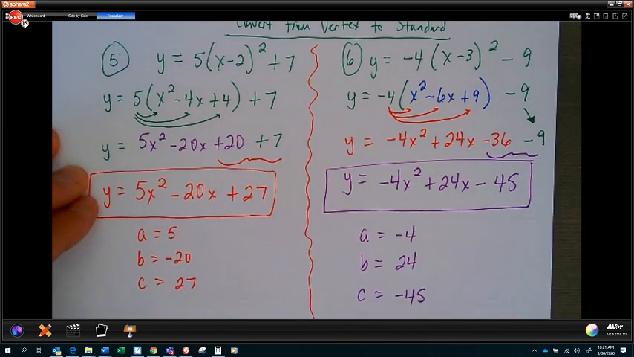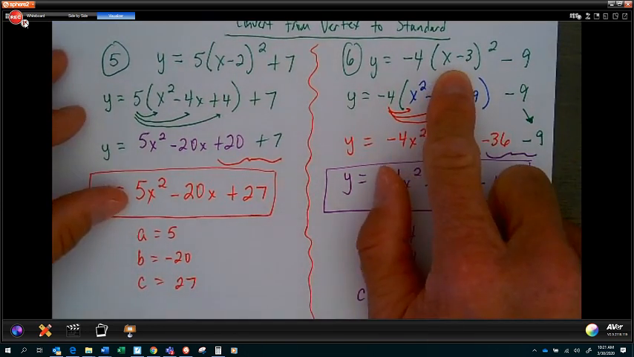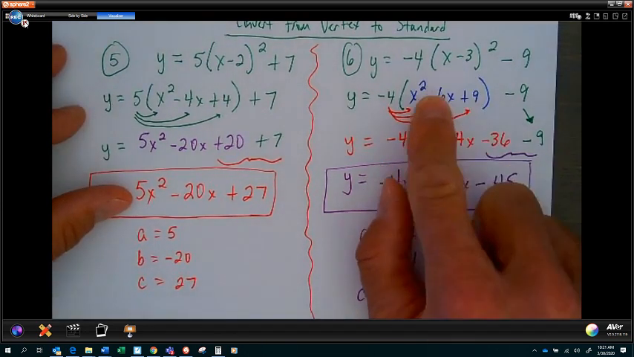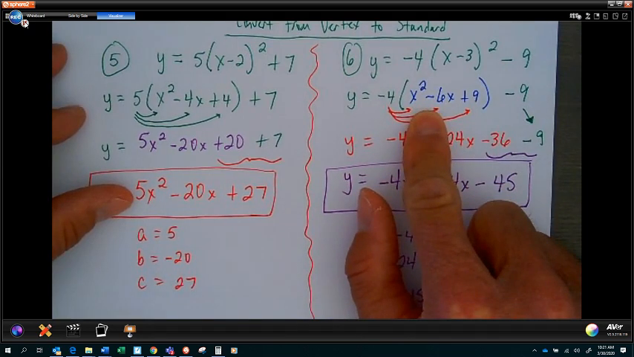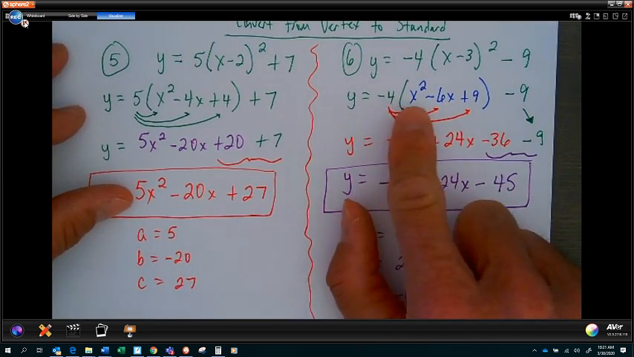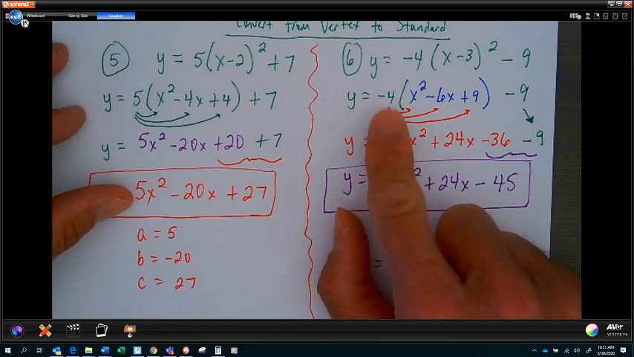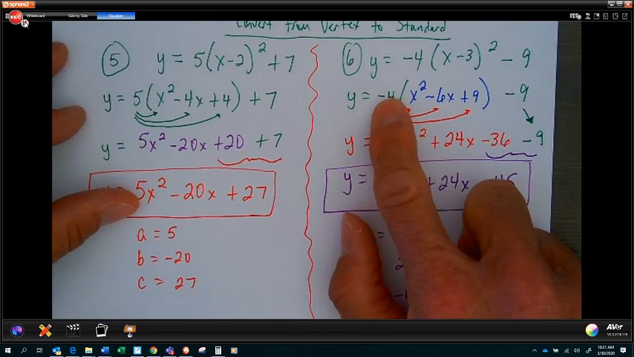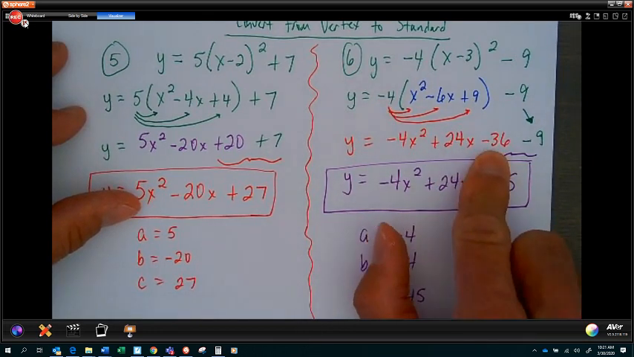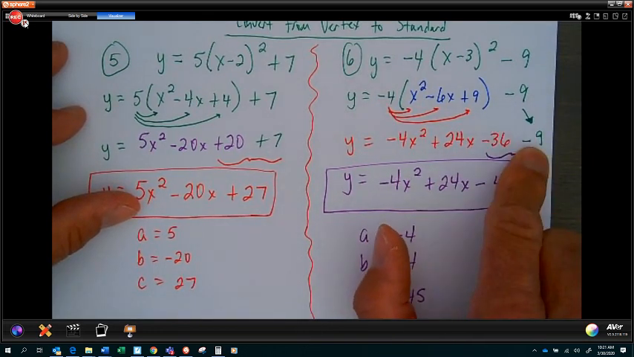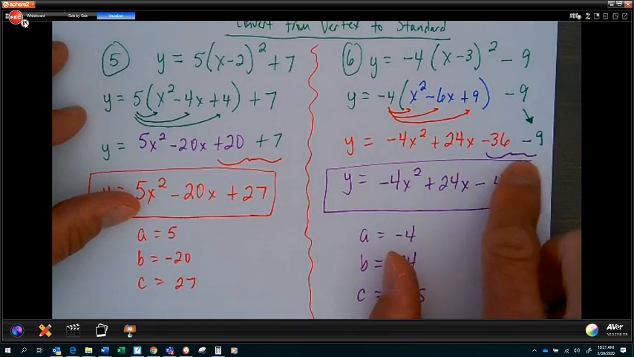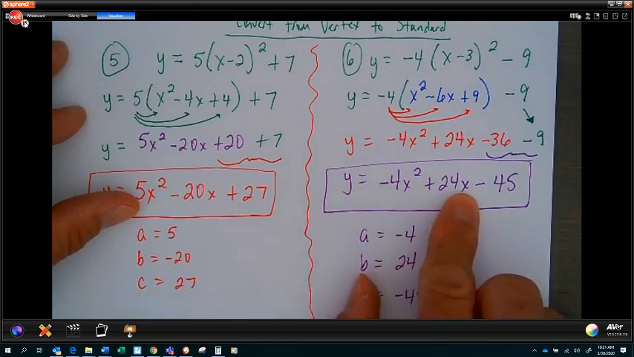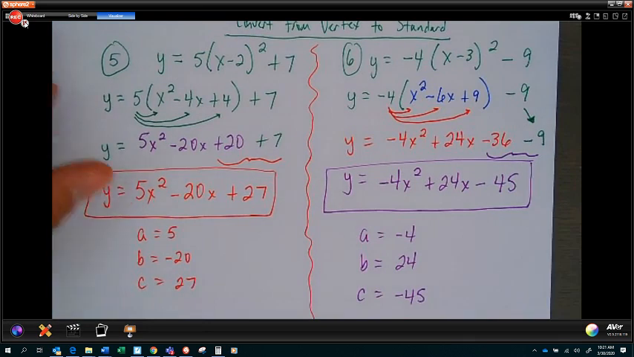On number 6, expand. X minus 3 times x minus 3 gives you x squared minus 6x plus 9. Negative 4 times x squared is negative 4x squared. Negative 4 times negative 6x, positive 24x. Negative 4 times a positive 9 is a negative 36. We tag in our negative 9, which is left over, combine our like terms for our final answer here. And A equals negative 4, B equals 24, and C equals negative 45.